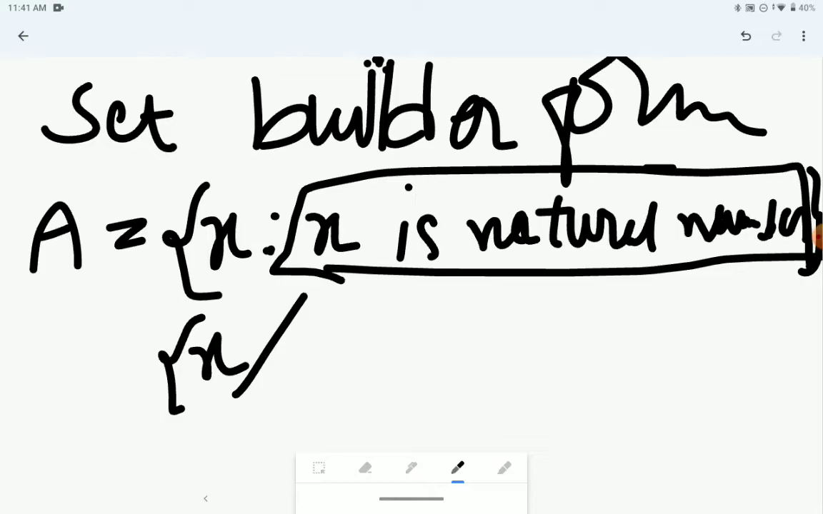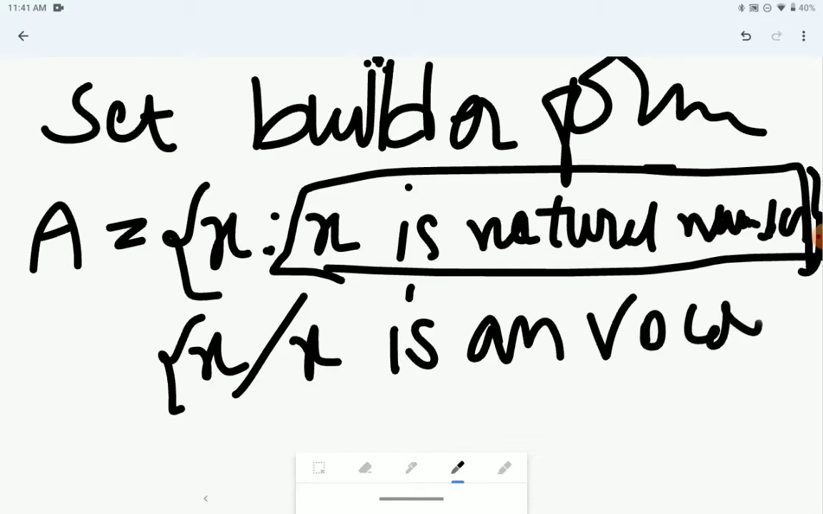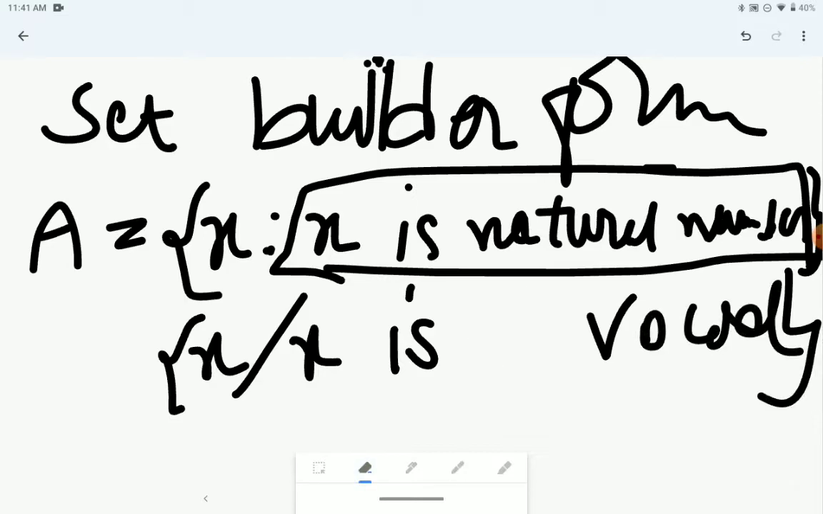Also, let us take another example. Suppose x such that x is a vowel. Sorry, grammar mistake. x is a vowel. Here also we gave some rule for that. So this set can be transferred to or converted to the roster form.